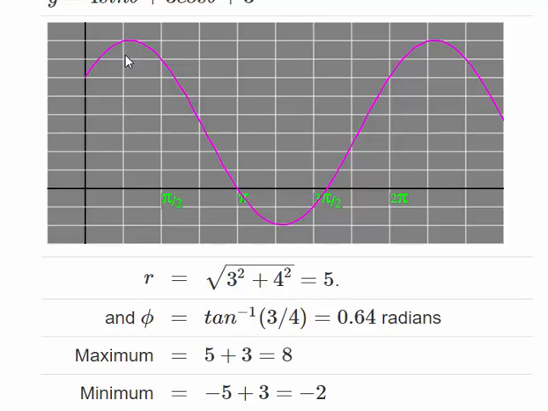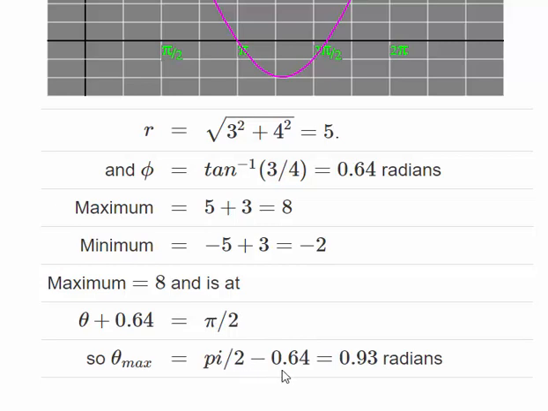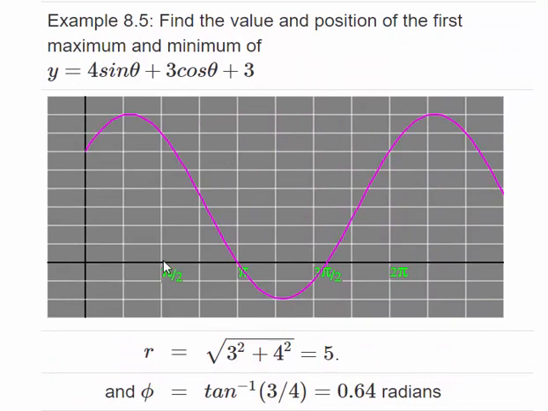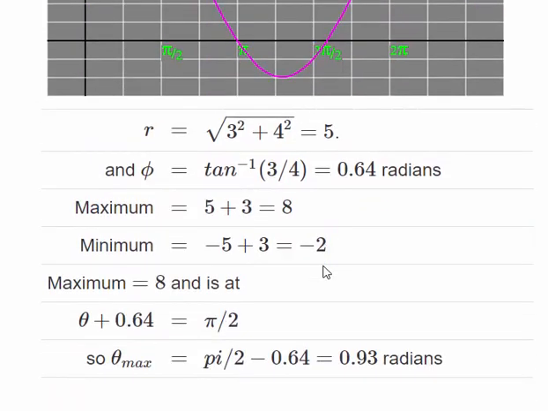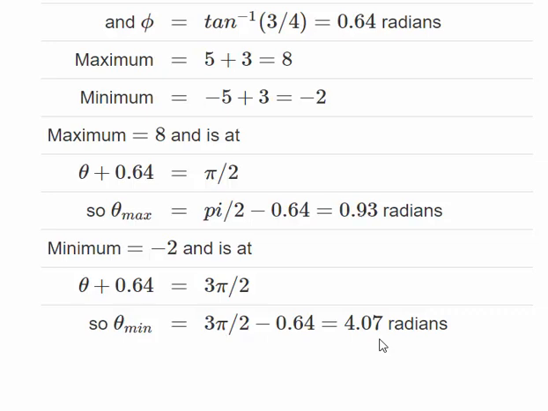So now what we want to know is where this position is. From before we know that theta plus 0.64 is equal to pi over 2. So theta is equal to pi over 2 minus 0.64, which is 0.93 radians. Pi over 2 is about 1.5, so that is about 0.93 radians, so that looks okay. The minimum is minus 2, and it's somewhere between pi and 3 pi over 2. So theta plus 0.64 is equal to 3 pi over 2. So theta is equal to 3 pi over 2 minus 0.64, which is 4.07 radians.